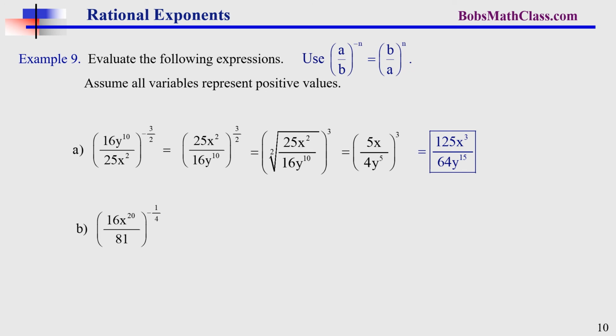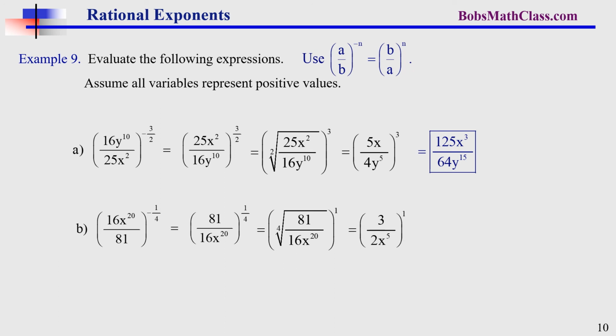Okay, last one. Flip the inside. Change the exponent to a positive. Now write it in radical form. 4 is the index. 1 is outside the parentheses. 4th root of 81 is 3. 4th root of 16 is 2. And then 4 goes into 2 5 times. And being raised to the first power is itself.